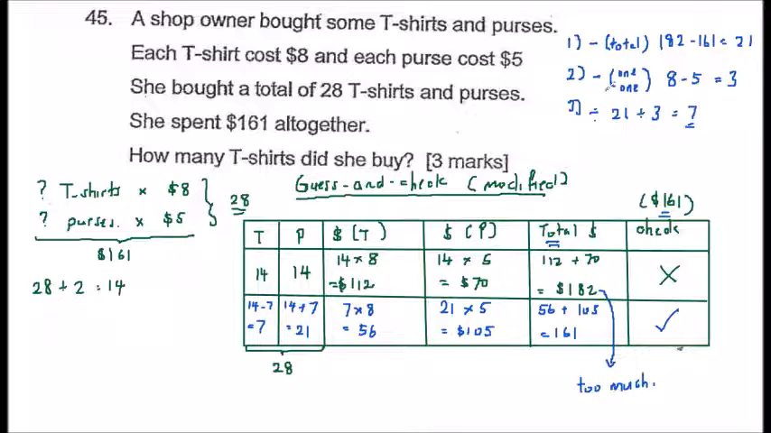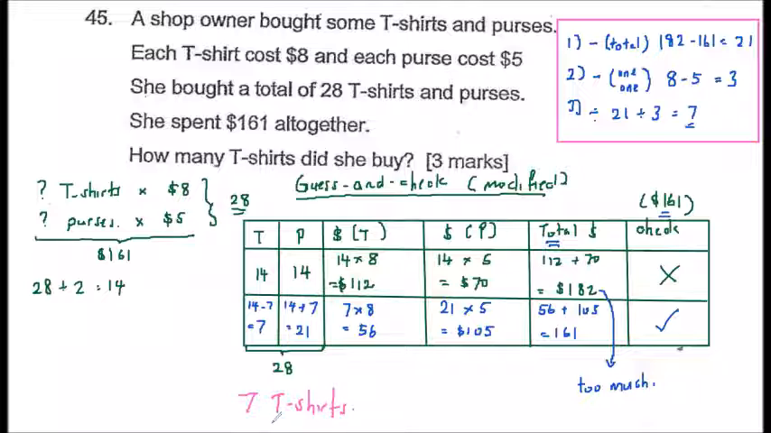So guys, please take note of this. We call it the minus minus divide method. It's actually a shortcut for this guess and check so that you can get the answer by the second guess. So it pretty much saves a lot of your time in the exam. And let's answer the question. How many t-shirts did she buy? The t-shirts that she bought, can you see that is 7. So 7 t-shirts, and this is the answer.